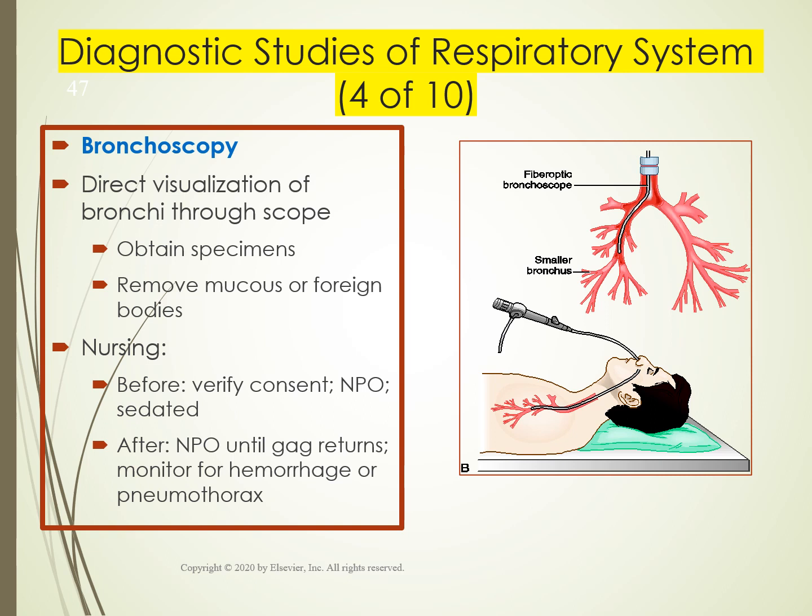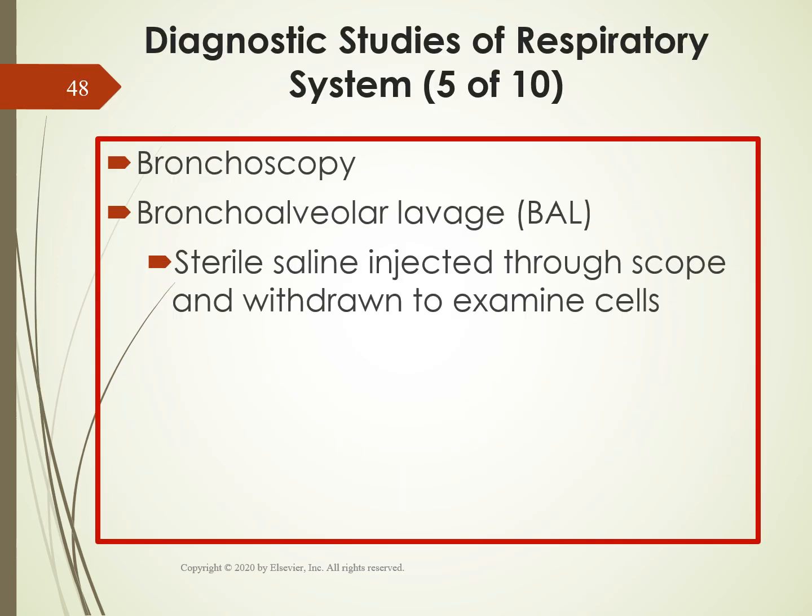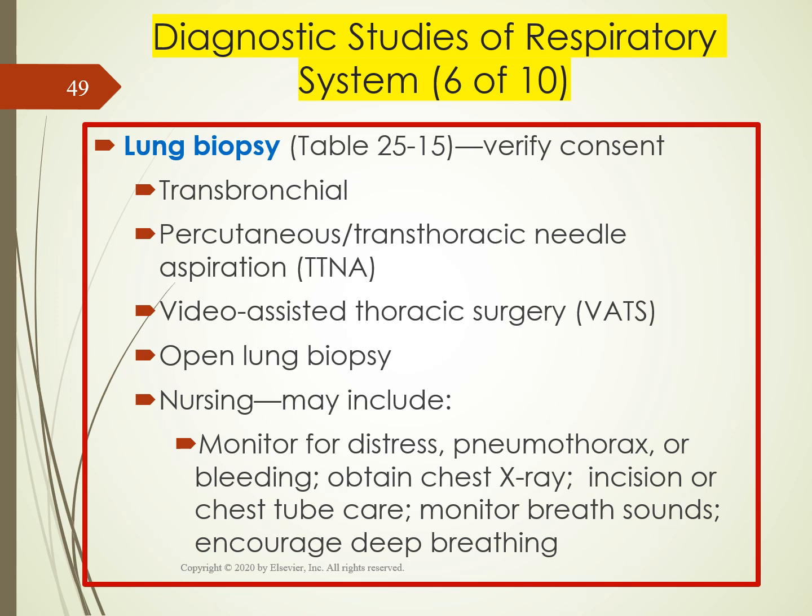Bronchoscopy. That's basically the scope. It goes down into the bronchioles and actually visualizes. Sometimes they go in and obtain specimens. If there's an infection, they can take out specimens, or they can even remove mucus or foreign bodies when they do that. Lung biopsies can be done. Often it's done through a transthoracic needle aspiration, so it's usually not terribly invasive. You could have an open lung biopsy. That's not as common.